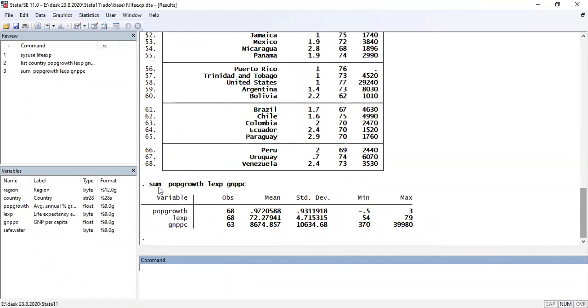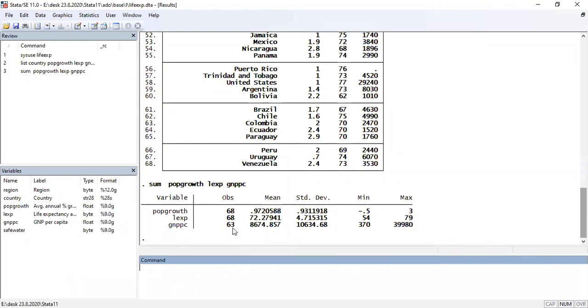So what you do, you write sum or summary. You can write full summary also. The variable names here, and then obviously space in between always, and then hit enter. Then everything is here. How many observations here? Population growth, 68 observations. Life expectancy, 68 observations. GNP per capita, 63 observations. 5 values are missing.